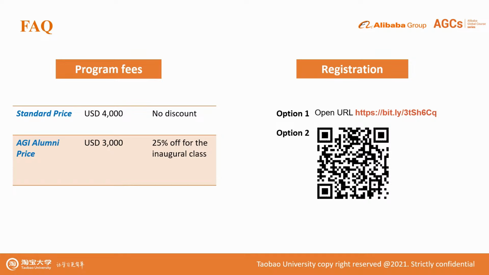And for registration, if you are interested in the program and you are really thinking about bringing your business and selling your products into China, you can either open the URL by clicking on the link shown on the PPT, or you can use your cell phone to scan the QR code and it will lead you to the registration page. You can save this page, or you can still watch it using the playback in the group.